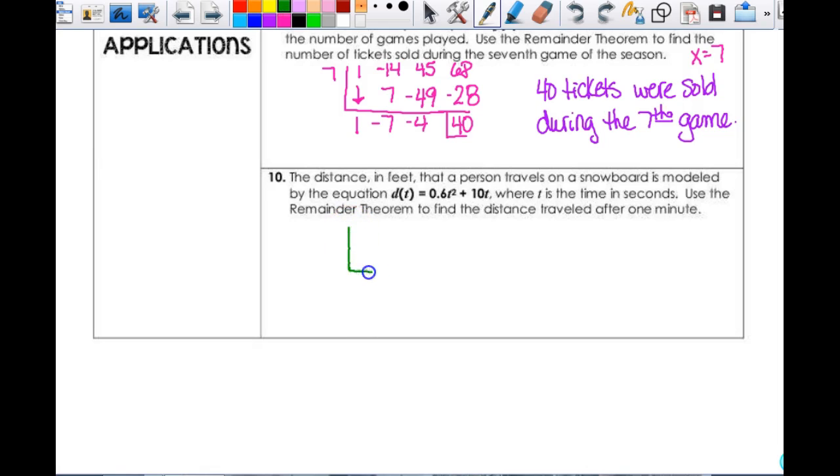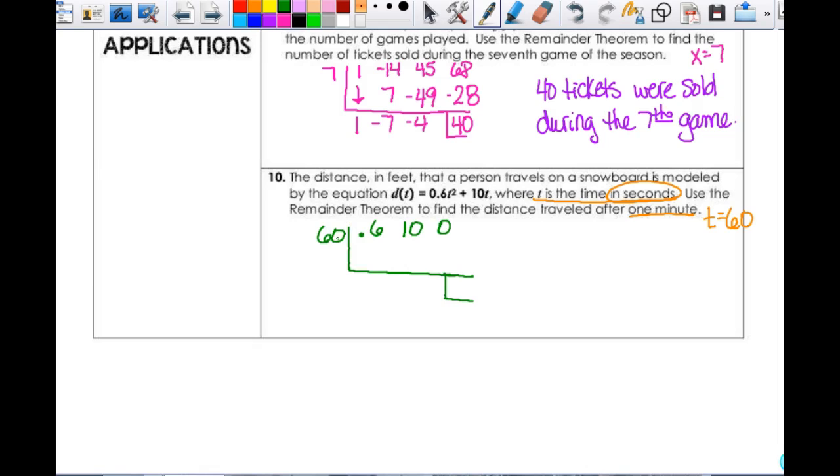Okay, so my equation, 0.6, and then 10, is that it? 0, okay, because I have to have that for the constant term. Then I've got to figure out what goes on the outside. Is it 1 or is it 60? 60, because it says t is the time in seconds, and we have 1 minute, so t is 60, okay? All right, so it's 60. Be careful with that.